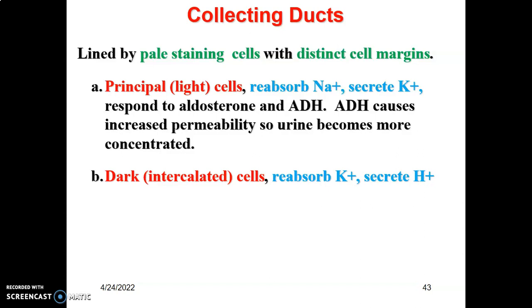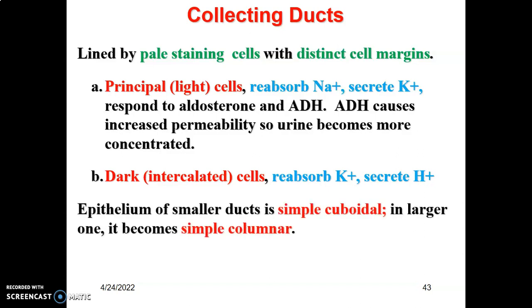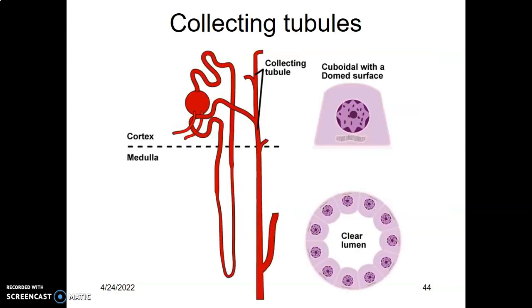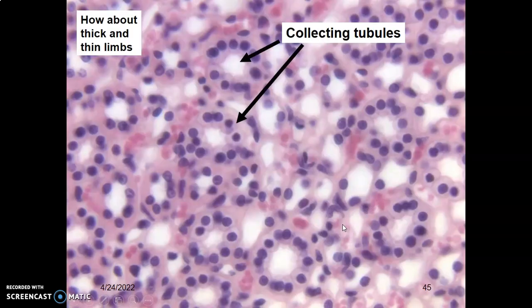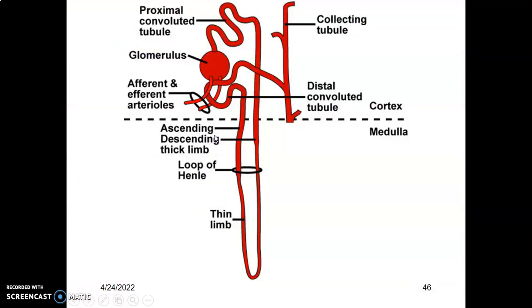So then we have the dark intercalated cells. These ones usually reabsorb potassium and secrete hydrogen. So the principal cells or light cells reabsorb sodium and secrete potassium, while the dark intercalated cells reabsorb potassium and secrete hydrogen. The epithelium of the smaller ducts, what's the lining? Simple cuboidal, while in the larger ducts, you find the simple columnar epithelium. So you can appreciate the cuboidal cells with domed surface within the collecting tubules, and the lumen usually appears clear. So these are the collecting tubules. You can see the simple cuboidal epithelium.